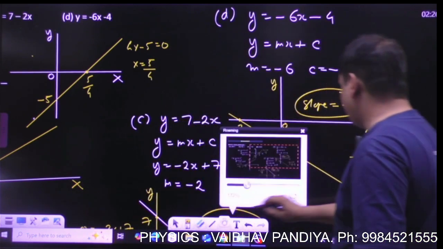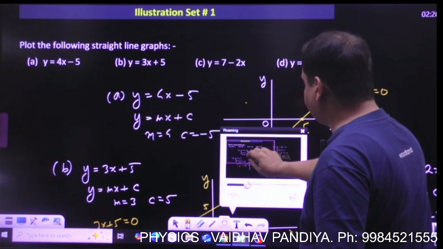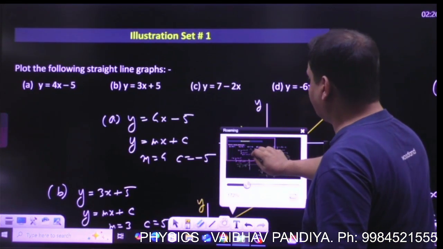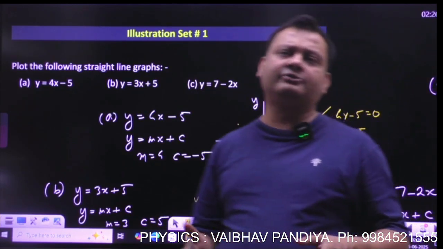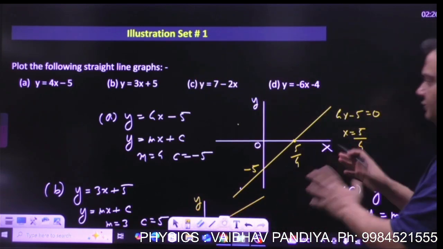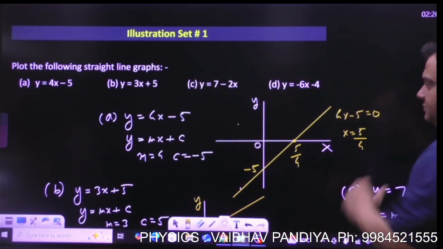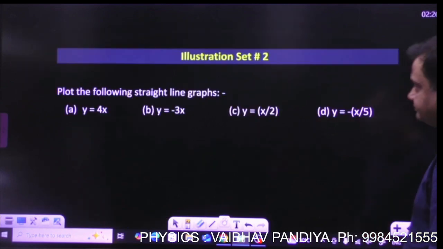I guess now you are very much fluent about these simple equations. Whenever you have a function of x, you will first write the equation in the form y is equal to mx plus c. You will see what the value of m is, what the value of c is, and then you have learned how to make positive m, positive c, negative c, 0 c.